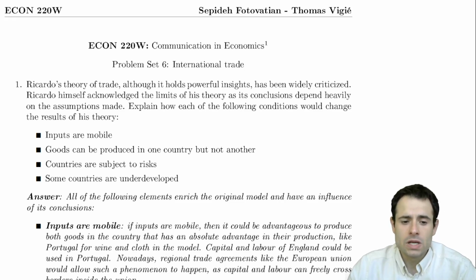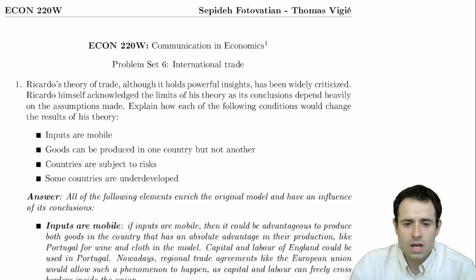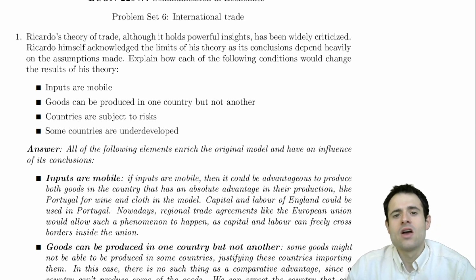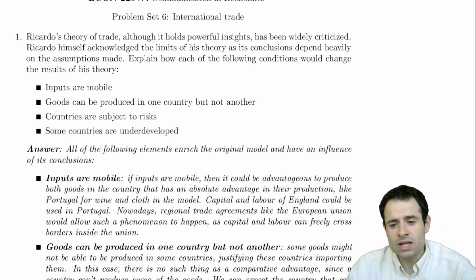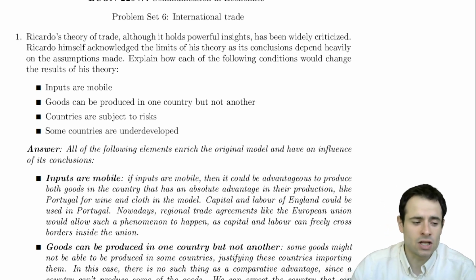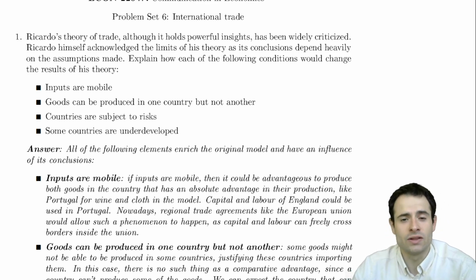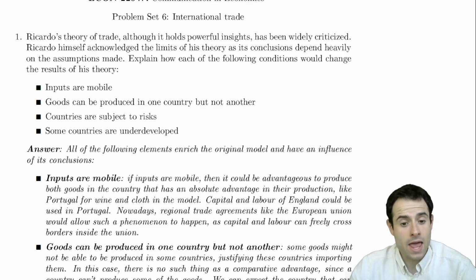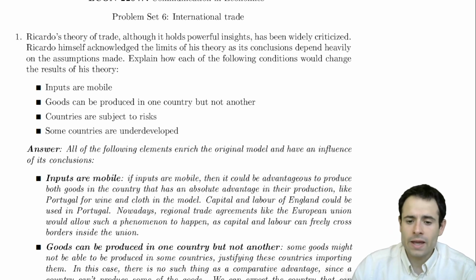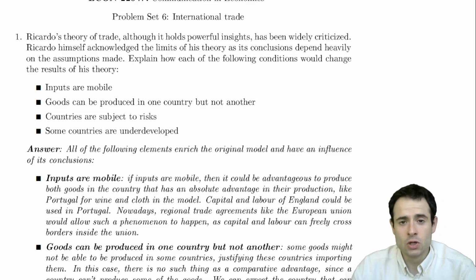First of all, inputs are mobile. Well, if inputs are mobile, as in labor and capital can freely flow across countries, then it could be advantageous to produce both goods in the country that has an absolute advantage in their production. If you remember the model seen in the lecture, Portugal had an absolute advantage in the production of wine and cloth.